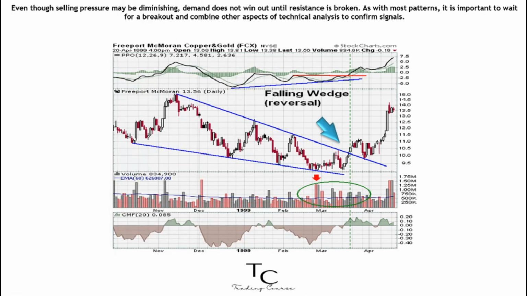Even though selling pressure may be diminishing, demand does not win out until resistance is broken. As with most patterns, it is important to wait for a breakout and combine other aspects of technical analysis to confirm signals.